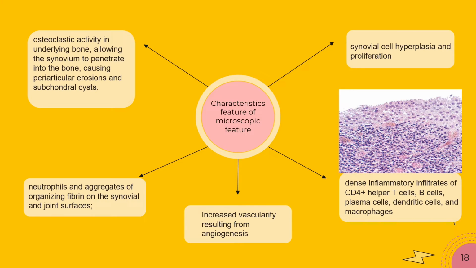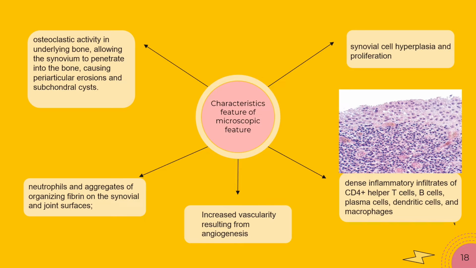Next, increased vascularity resulting from angiogenesis. Neutrophils and aggregates of organizing fibrin on the synovial and joint surfaces. Osteoclastic activity in underlying bone, which allows the synovium to penetrate into the bone and causes periarticular erosions and subchondral cysts. Together, all the changes will produce a pannus.